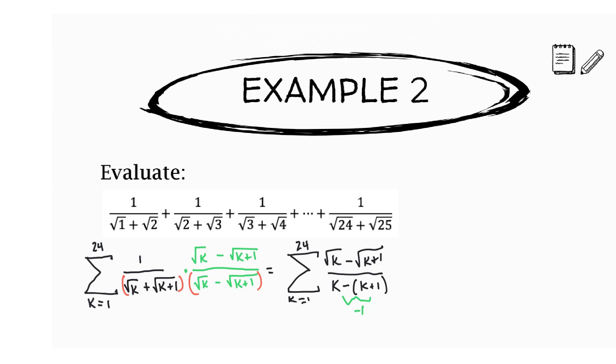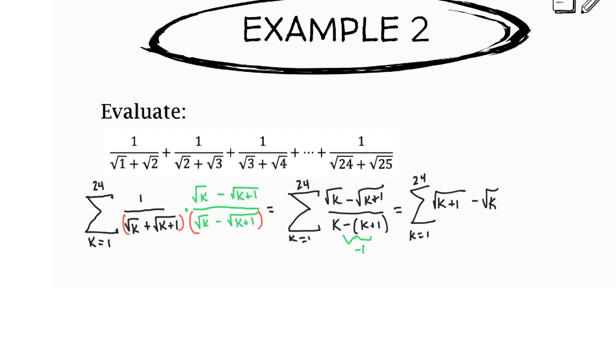And so that means we can rewrite this series as the sum from k equals 1 to 24. From dividing by a negative 1, I can just switch the minus sign to root k plus 1 minus root k. Aha! This looks like a telescoping series to me, and I can see that by writing out a few terms. Let me show you what I mean.